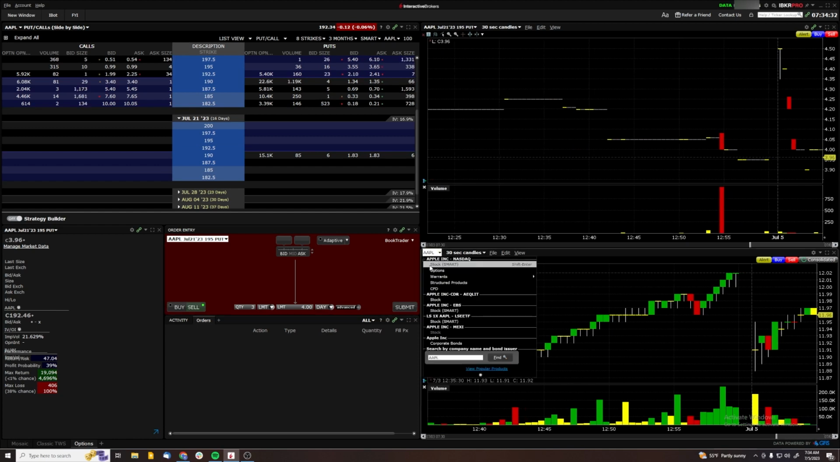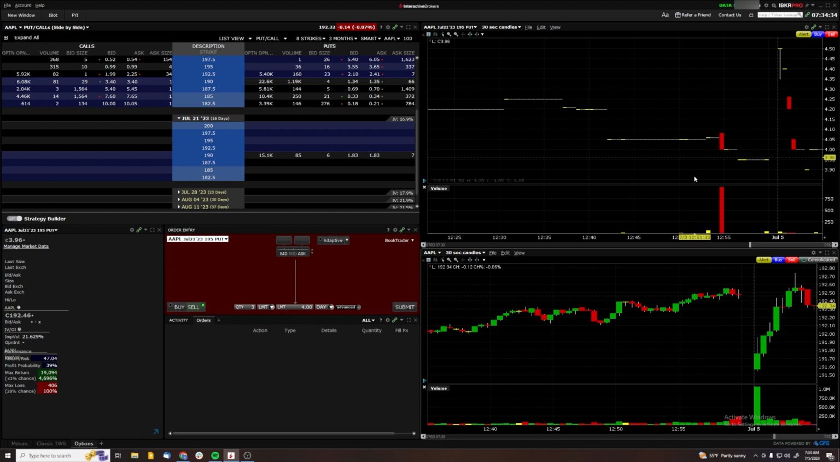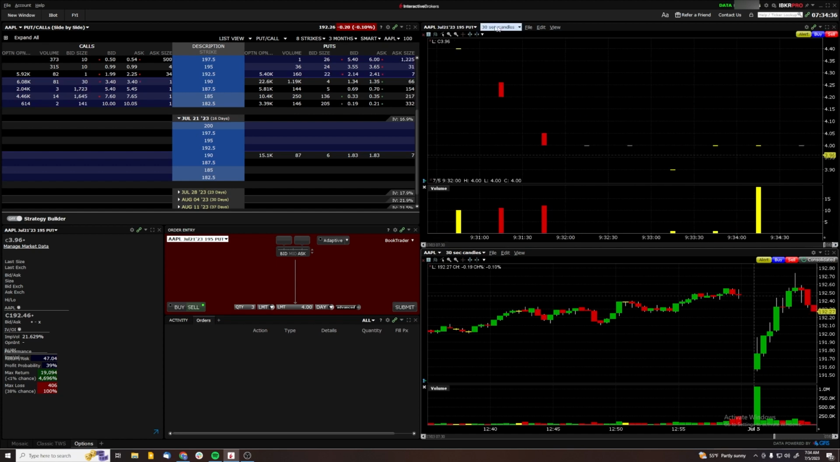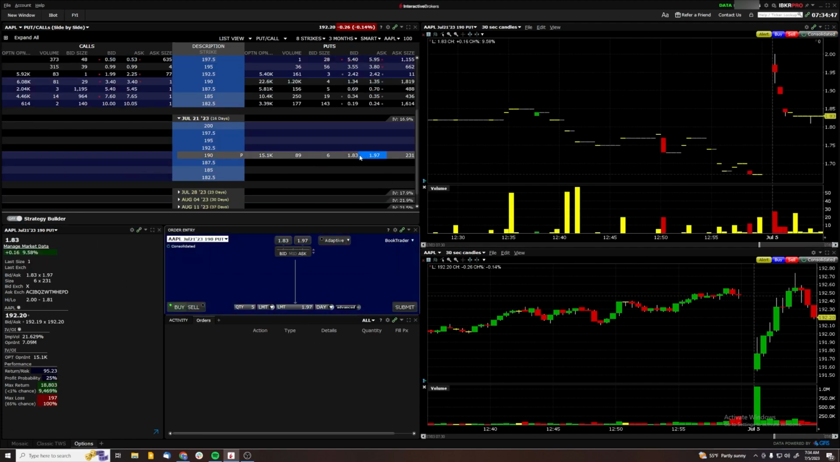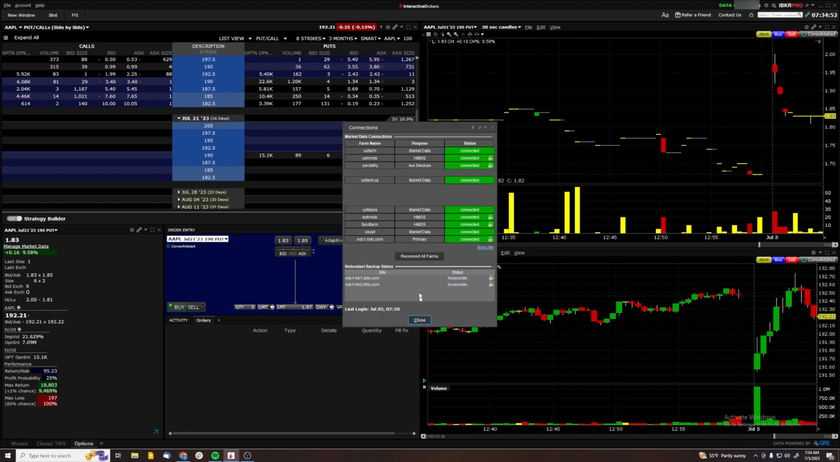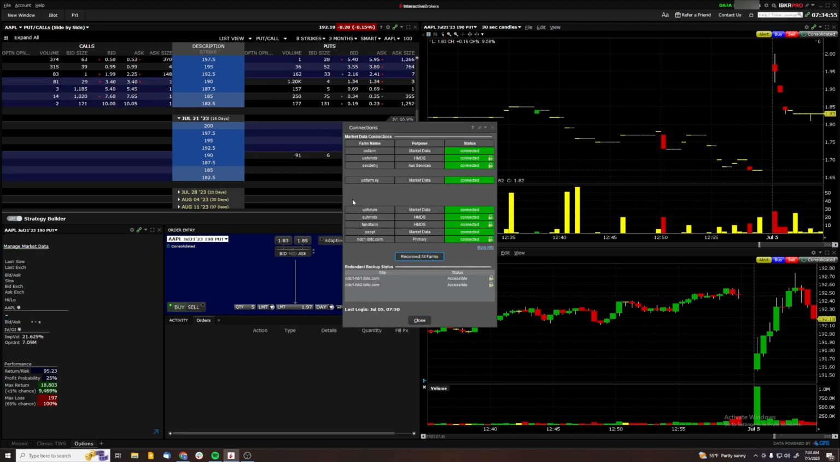So first of all, right here, I'm just setting myself up. I have the underlying in the bottom right, and then the actual option I'm looking at in the upper right, but I'm still not getting the data that I need. So I go ahead, and here you can see me clicking on reconnect all farms again, and this is what fixes it. You'll see all this data coming in.